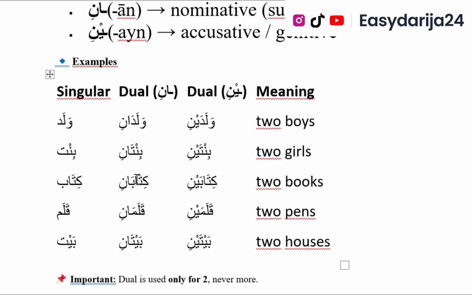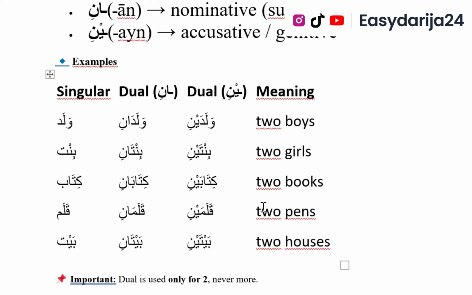كتاب, let's add an ألف, let's add a نون with kasra, ني, كتابان. كتابين. قلم, قلمان. قلمان, we add ألف and نون with the kasra ني. قلمين.